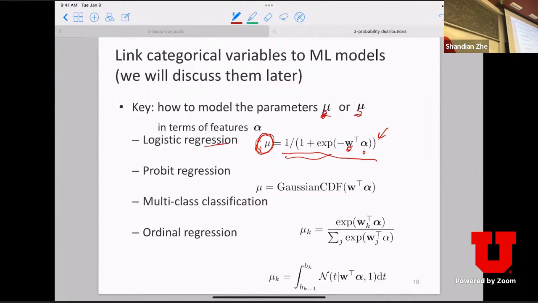For example, if your mu turns out to be 0.8, you can predict your outcome is 1, because it's bigger than 0.5 and more likely to give you outcome 1. If it is very small, like 0.1, then maybe your prediction is simply 0.